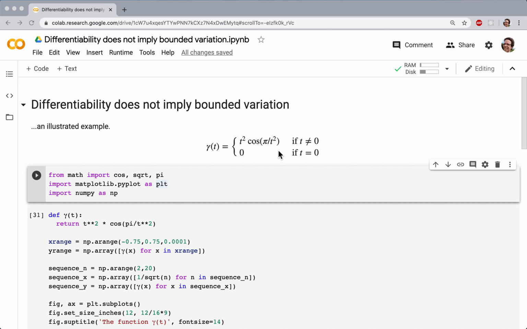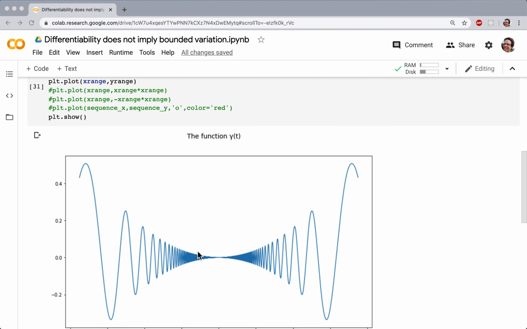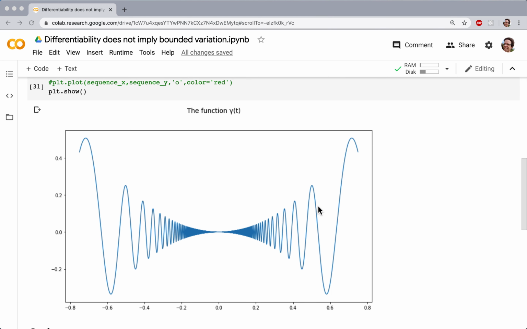Now, as for differentiability, differentiability away from zero is easy. We can just use the differentiation formulas to actually calculate the derivative of that. That's no problem. Differentiation at zero is a little bit of a chore. Let's look at a graph and I'll indicate how we prove differentiation at zero. So we've got some imports here and some code to produce a graph. Here's a graph of the function gamma.